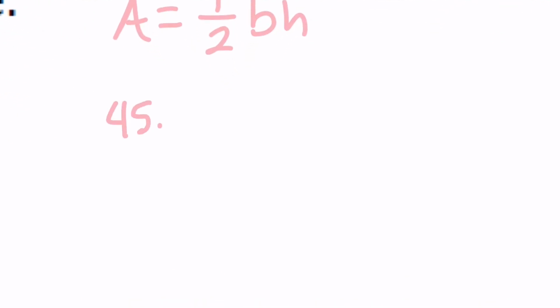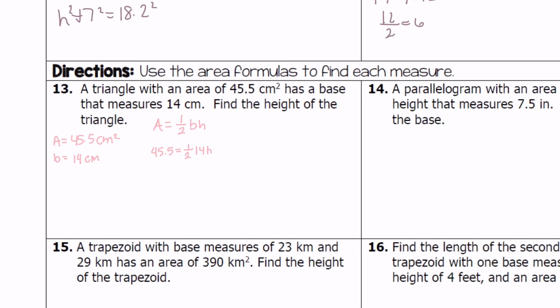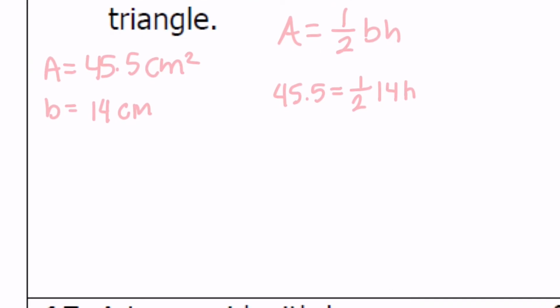So 45.5 equals 1/2 times 14 times h. Let me put that in parentheses. There we go. Times 14h. Then I just use my algebra and solve for h. So that's what these problems are doing. Go through and identify what you're given. Say, okay, I'm given the area, so A equals this. I'm given the base, so B equals this. And then look at what it's asking you to find. It wants us to find the height.